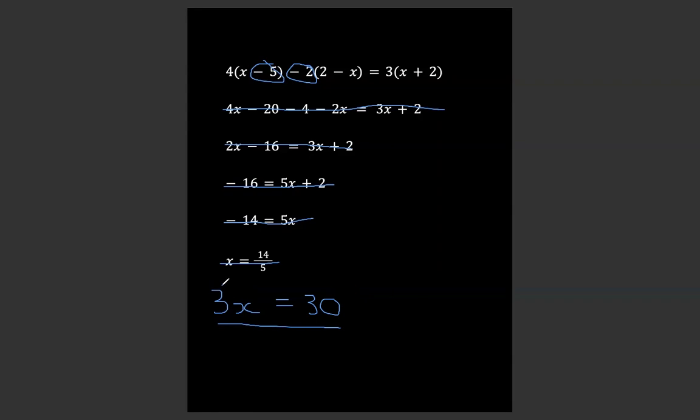Now you will be dividing by 3 on this side and dividing by 3 on this side. 30 divided by 3 is 10. Now, if you came to this step, you should get x equals 10.